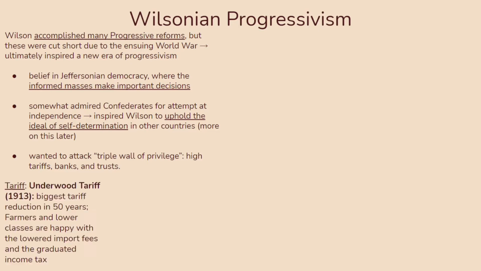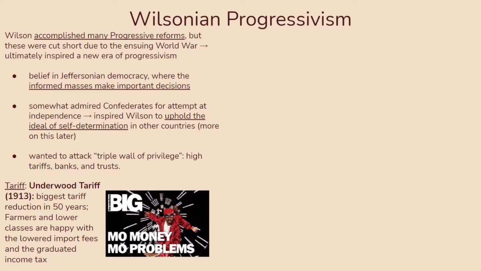And the first way Wilson decides to do this is through the tariff, specifically the Underwood Tariff of 1913. This was the biggest tariff reduction in 50 years, and farmers and lower classes are super happy with the lowered import fees and the graduated income tax. So now big industries aren't protected from the tariff, and they have foreign competition. They have to actually produce good products because people aren't limited to the domestic market anymore. And they also have to pay more money in taxes because they make more money. So obviously more money, more problems, oldie but a goodie.